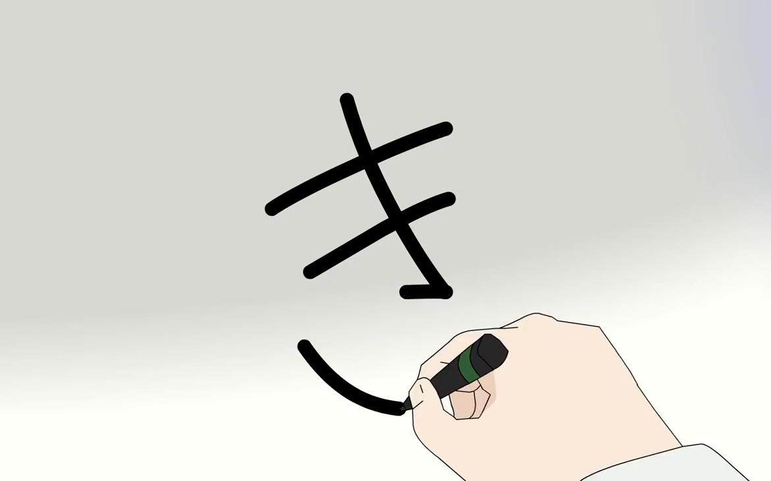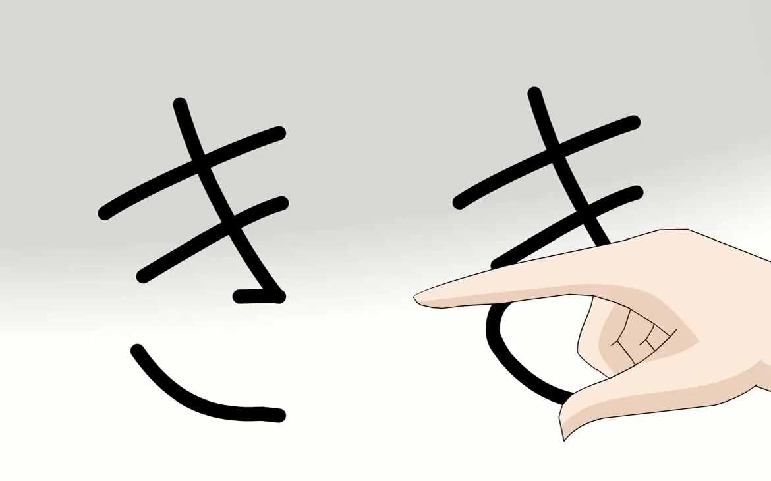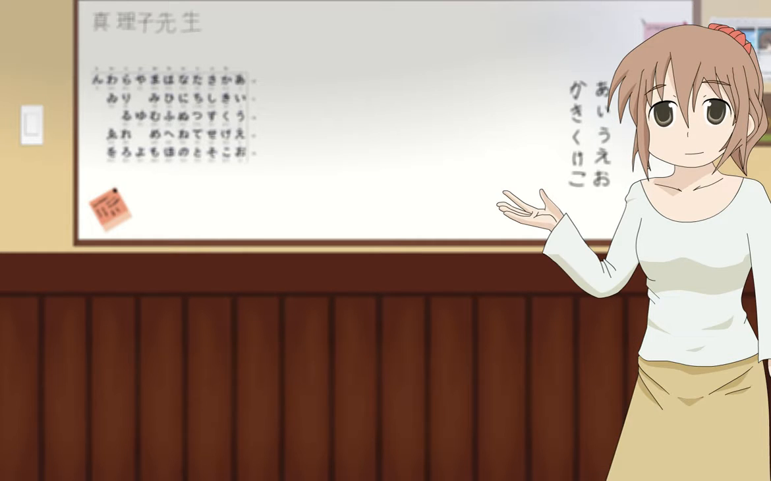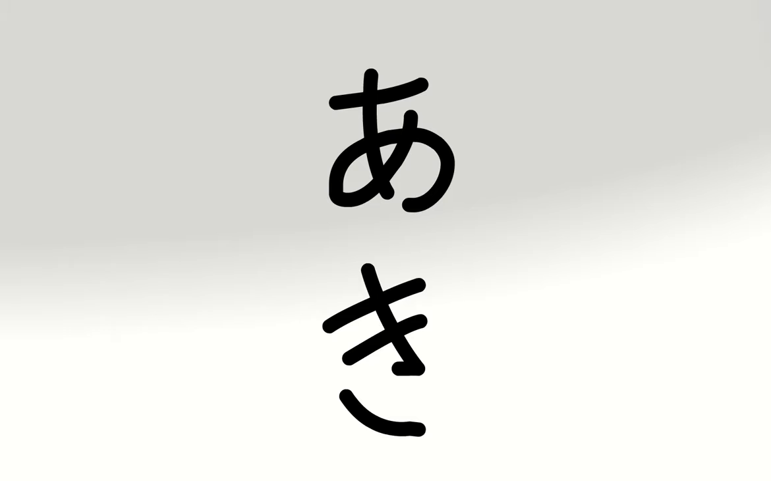The next character is ki. The character ki is problematic because when it is printed or used in a font, the third and fourth strokes are connected. When you handwrite it, make sure they are separated. To make it easier to remember the character, you can picture an image that resembles the sound of the kana. Example, aki, which means autumn.